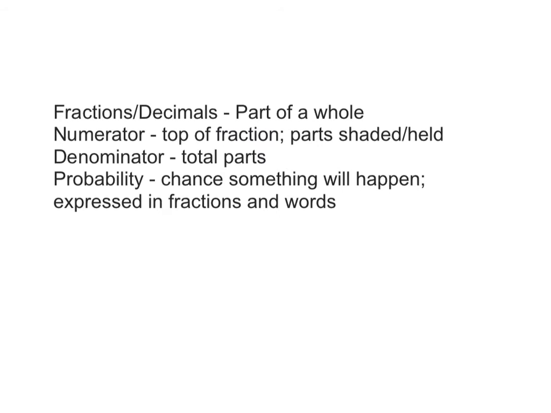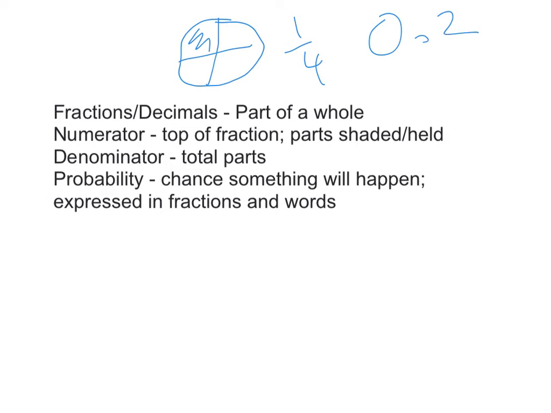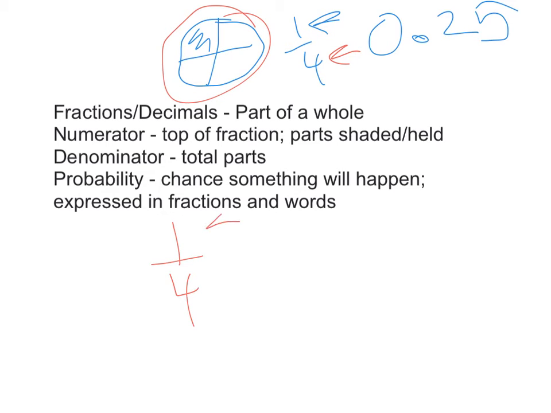So fractions and decimals are all parts of a whole. You can express them both the same way. So if we've got a part of a whole, that could be 1/4, or it could be 0.25. Numerator is the top of the fraction, and that's just the parts that are shaded or that you have. The denominator is the bottom of the fraction. That's the total parts, so all total parts. Probability is the chance that something will happen. So if this were a spinner, what's the chance that I would spin that blue section? It's 1/4. This is what I want. This is the total amount, and I can put that in fractions or in words as well. So it is unlikely.